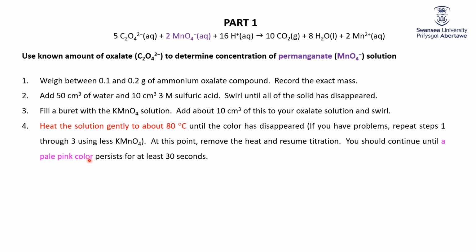This pale pink color is called the end point because it's what we see with the titration, and we hope that it reflects the equivalence point at which I've added just the right amount of permanganate to be equivalent to all of the oxalate with which I started. Then at that point, you record the total volume of the potassium permanganate solution added. In other words, that's the about 10 cubic centimeters that you added at the start, plus the bit that you have added with the titration.